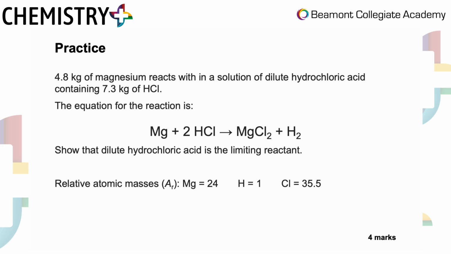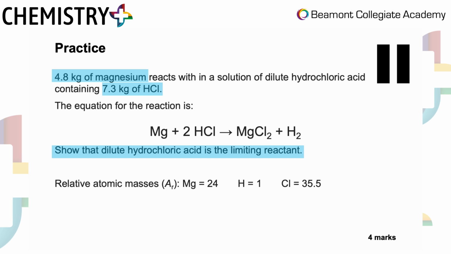Here's a practice question. Same again for 4 marks. This time we're looking at 4.8 kilograms of magnesium reacting with 7.3 kilograms of hydrochloric acid. This time it's asking us to show that the hydrochloric acid is the limiting reactant. Pause and have a go. I will provide the steps on the next bit of the video.